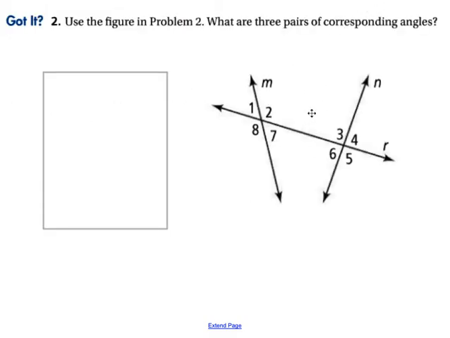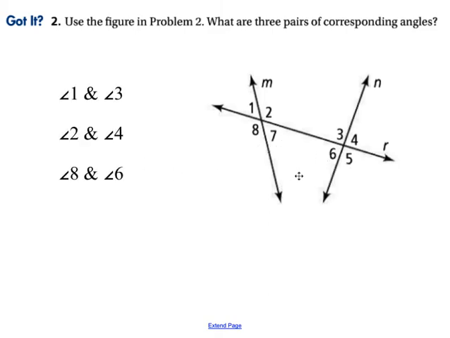Use the figure in problem 2. So I've redrawn that figure for us. What are 3 pairs of corresponding angles? Remember, corresponding angles are in the same position. So we could say angles 1 and 3. We could say 2 and 4, 8 and 6, or 7 and 5. So any 3 of those would be corresponding angles.